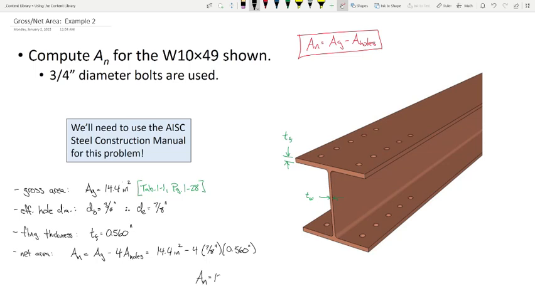Do I have a second? Yep. Right. Okay. Still got plenty of time, which is good.